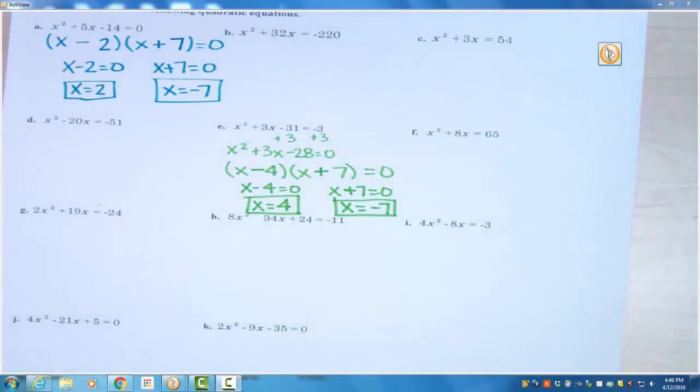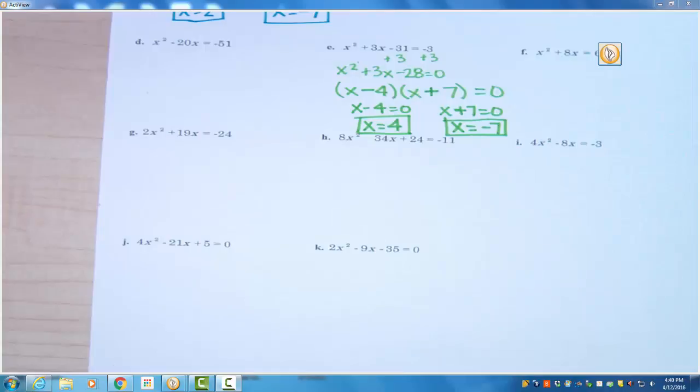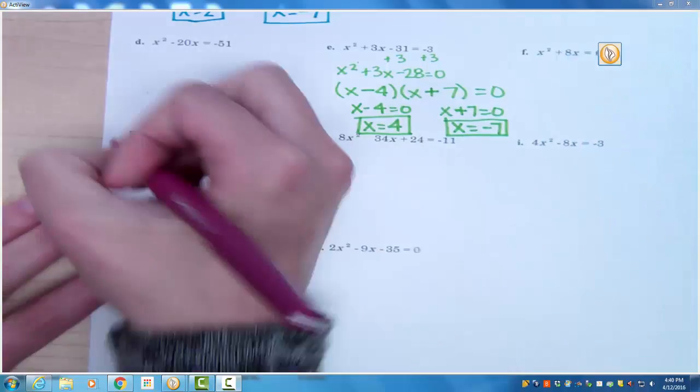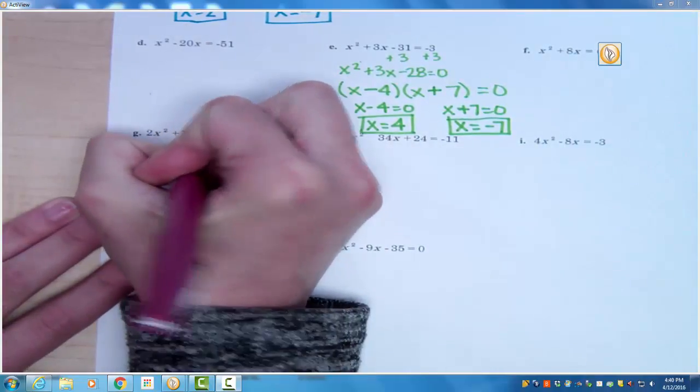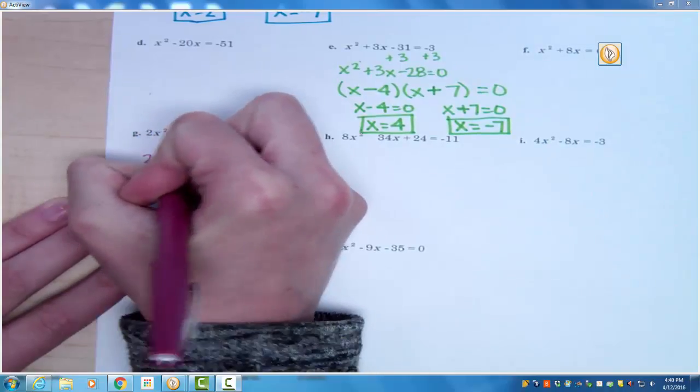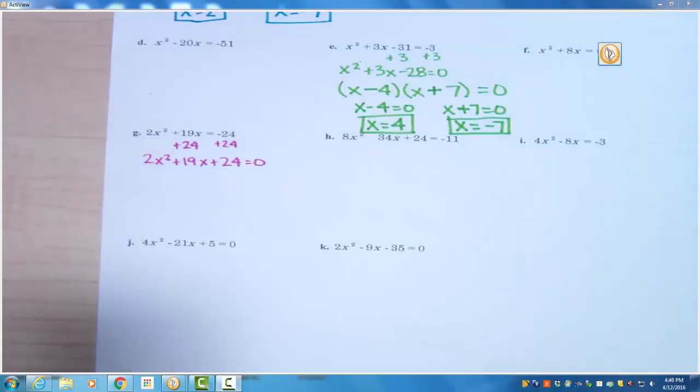I want to move down and do some of the ones where our leading coefficient is not 1. Again, this should be all review for you from Algebra 1, but let's look at part G. So I have 2x squared plus 19x equals negative 24. Remember, we must have them equal 0. So I'm going to add 24 to both sides. So 2x squared plus 19x plus 24 equals 0.